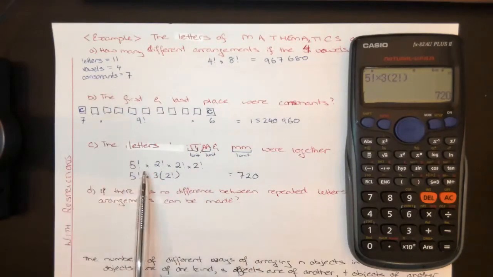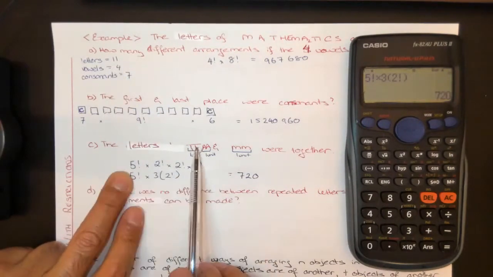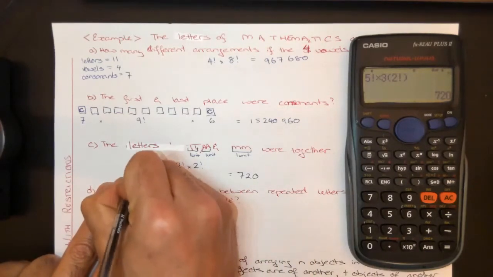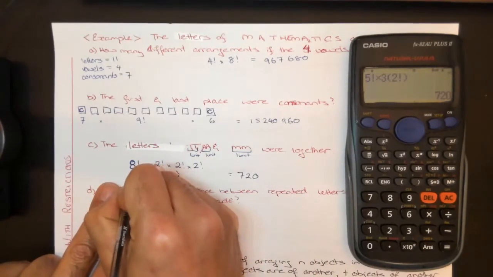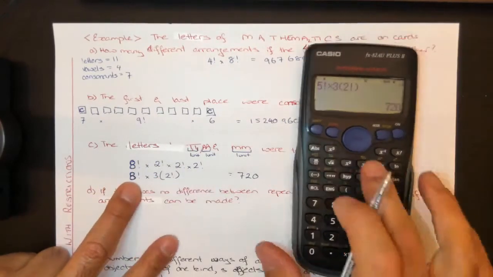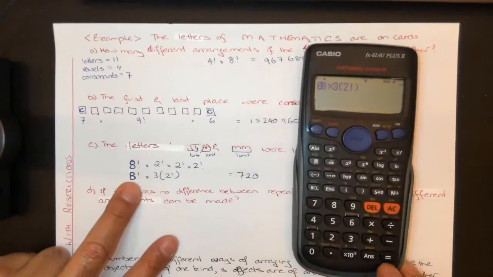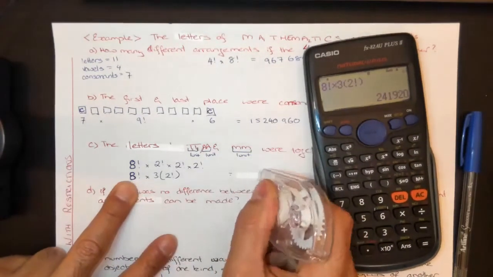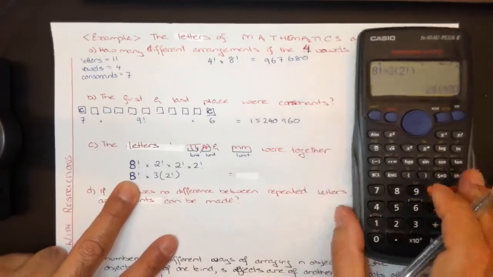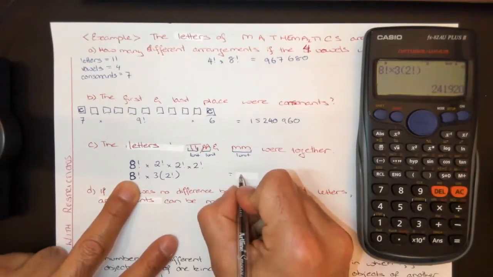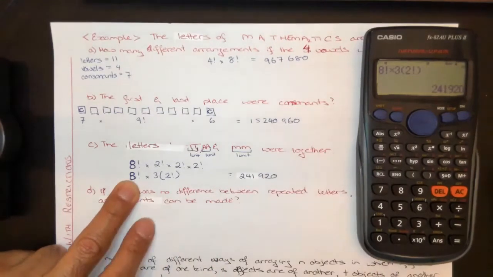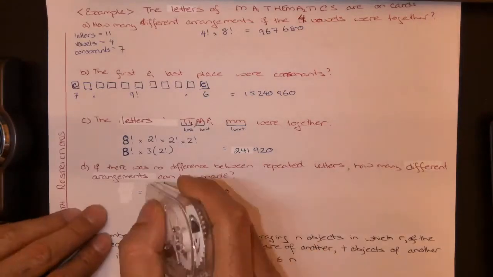So this should be 8, because yes, there are 5 letters left, but these are also a unit, so I've got to actually include that. So that should be 8 factorial times 2 times 2. So we get 241,920. Okay. All right.